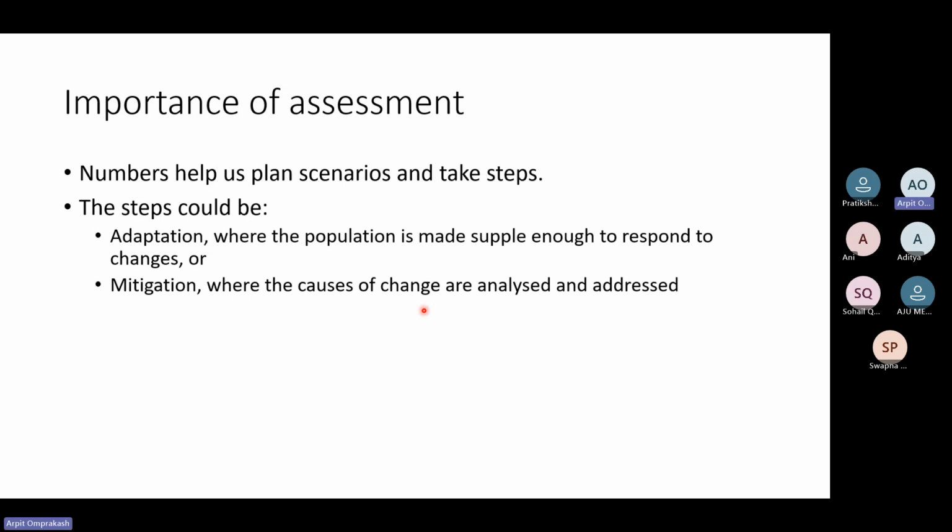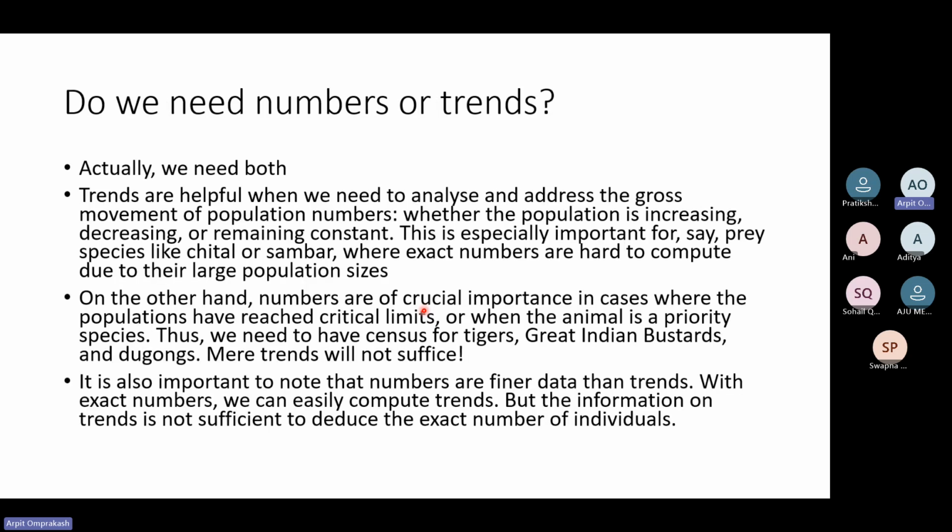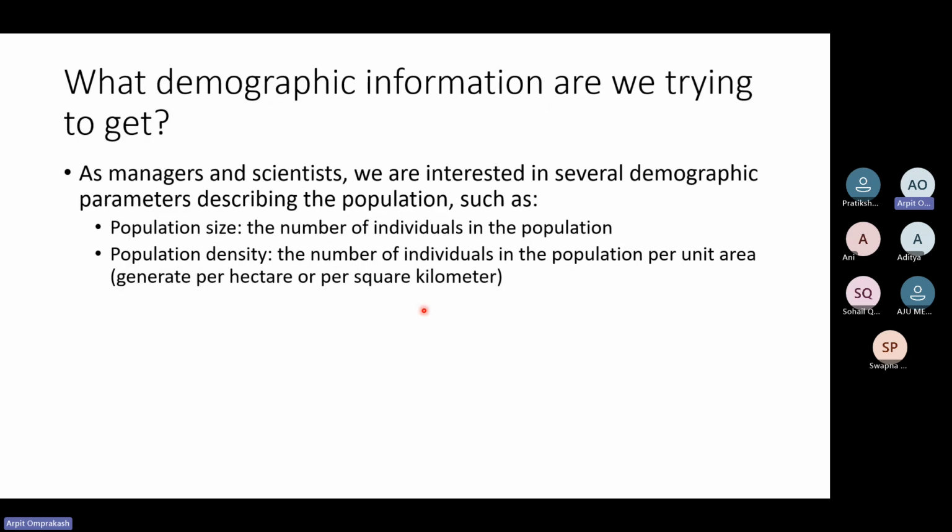Then, yeah, we talked about the importance of assessment, how it can help us in adaptation and mitigation. What are numbers? What are trends? Trends are basically indicators. Is the number going up or is the number going down? But numbers are actual numbers. You can go from numbers to trends, but not the other way around.